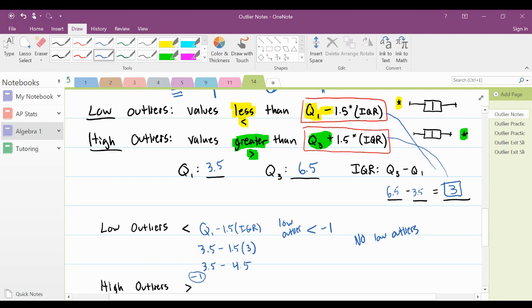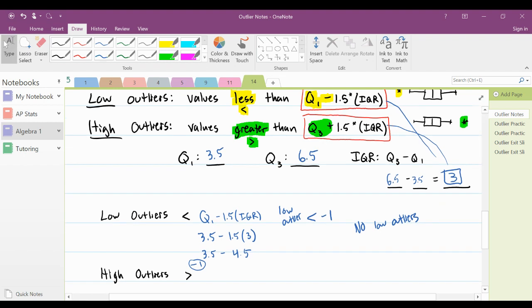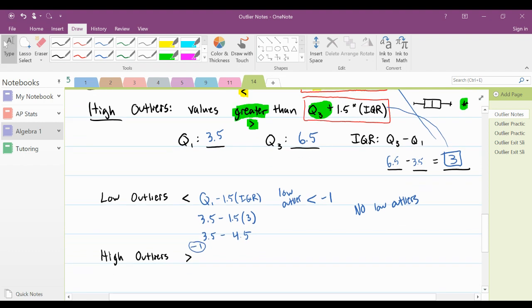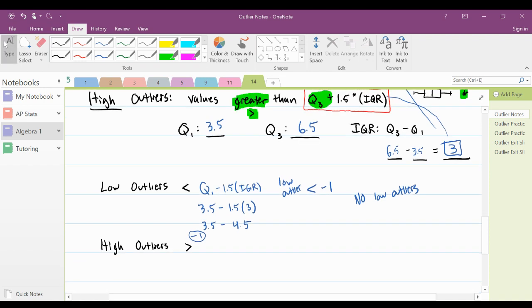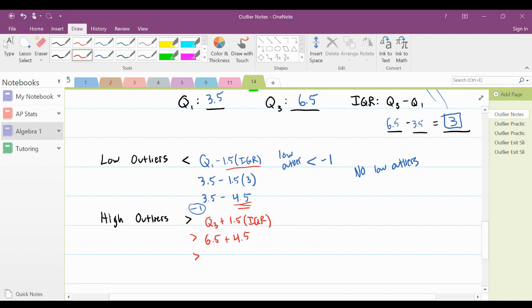Now, we didn't think there was a low outlier, but we thought maybe 19 was a high outlier. So let's see. High outliers are values that are greater than Q3 plus 1.5 times IQR. We know Q3 is 6.5. We know that 1.5 times IQR is that 4.5, so we can reuse that. So high outliers are anything greater than the sum of 6.5 and 4.5, or 11. So any value in my data set that is greater than 11 would be a high outlier.